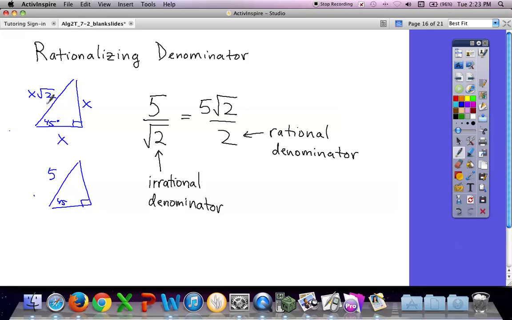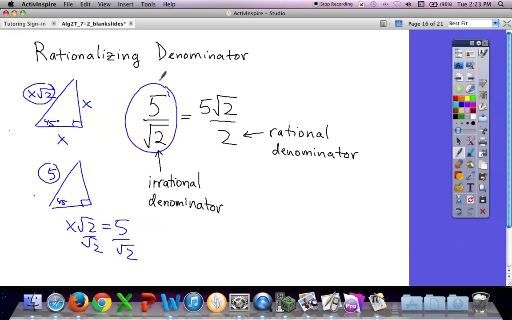I would have compared it to this and said that 5 is equal to x times the square root of 2. And then I would have solved for x by dividing by the square root of 2. And if you did that, then you got this. But you weren't allowed to keep that irrational number, an unresolved radical, in the denominator. You had to take a step to get rid of it, and that was called rationalizing the denominator.